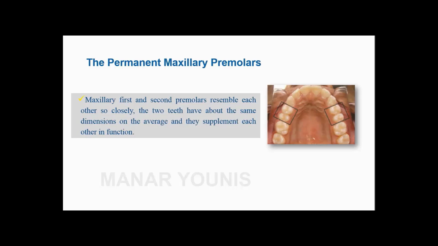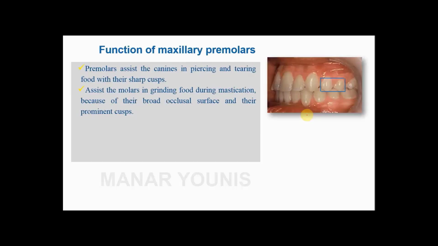Now moving to the permanent maxillary premolars. The maxillary first and second premolars usually resemble each other so closely. They have the same average dimensions and supplement each other in function. So what's the function of maxillary premolars? As mentioned earlier, premolars assist canines in piercing and tearing food with their sharp cusps.